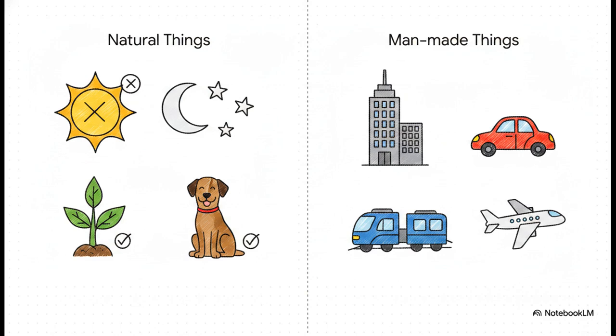On the other hand, we have man-made things. Think buildings, roads, cars, trains, airplanes, stuff crafted by human hands. Now here's the real kicker. Just because something is natural does not mean it's alive. The sun, the moon, the stars, even the Earth itself, they're entirely natural, but they are absolutely non-living.